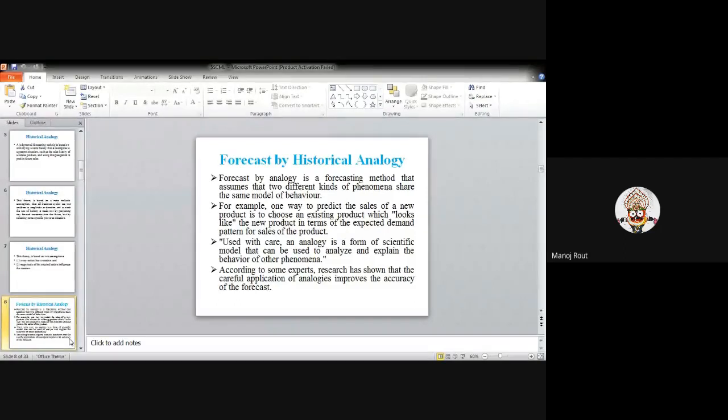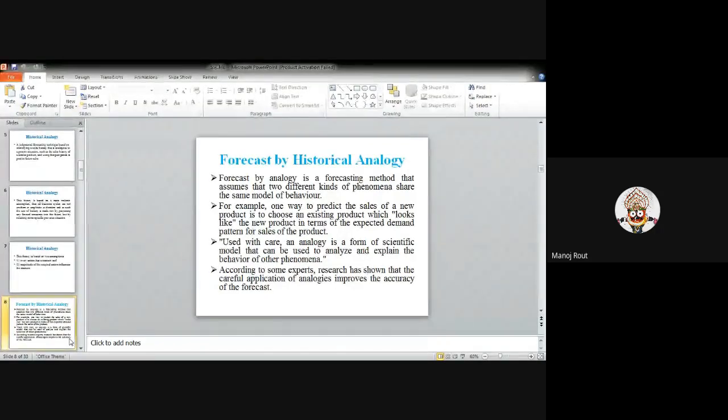The next is use with care. An analogy is a form of scientific model that can be used to analyze and explain the behavior of other phenomena. What kind of other phenomena? Phenomena such as the pricing, the packaging, the quality of the product, the quantity of the product, and different dimensions. These parameters should be considered when using historical analogy with care.